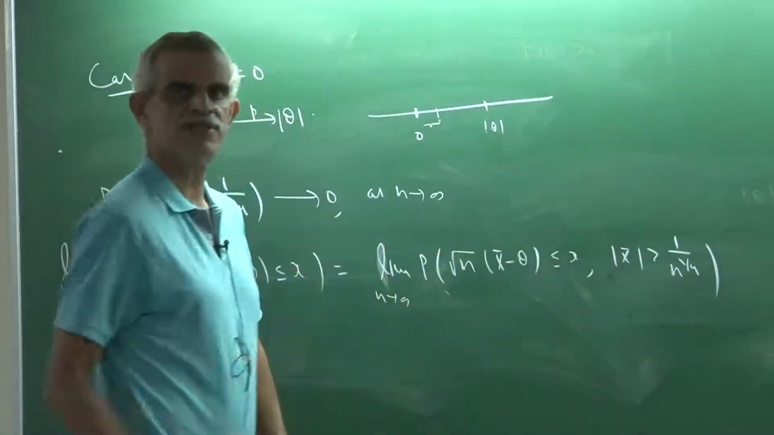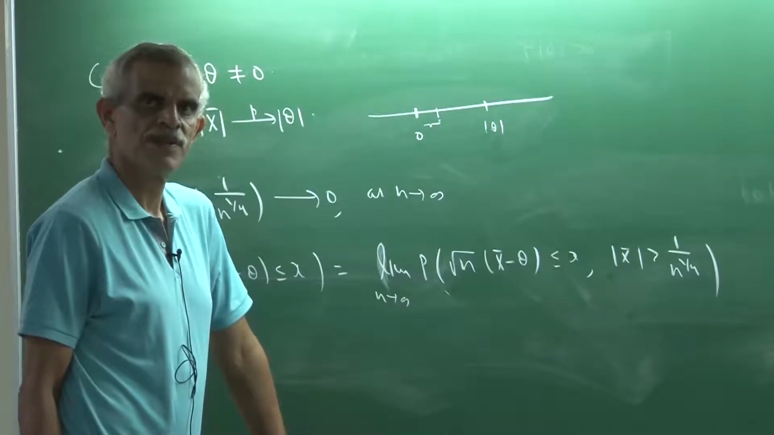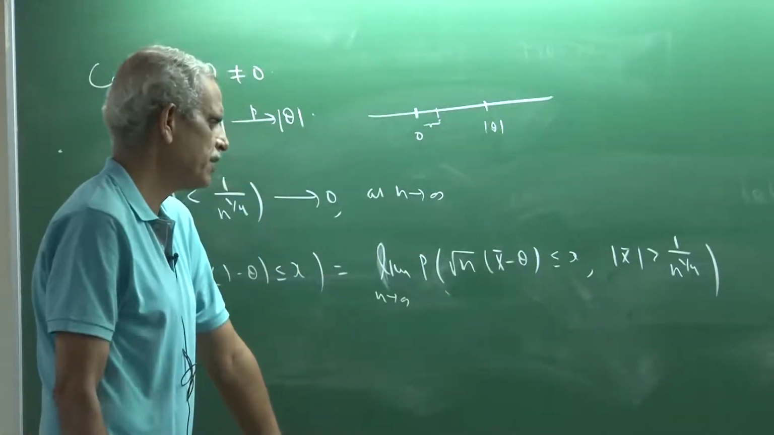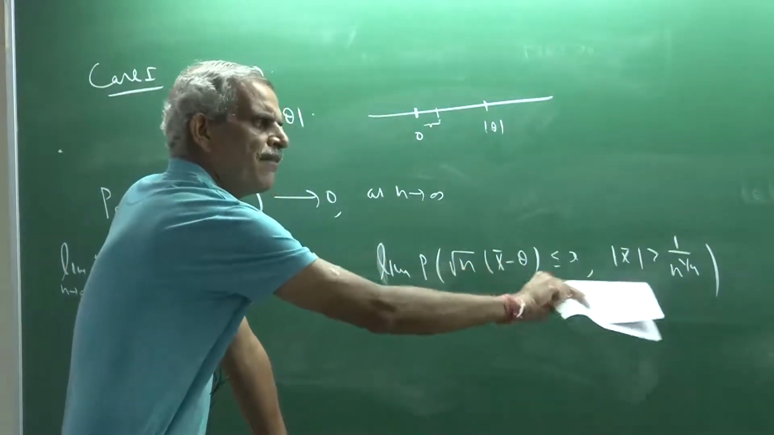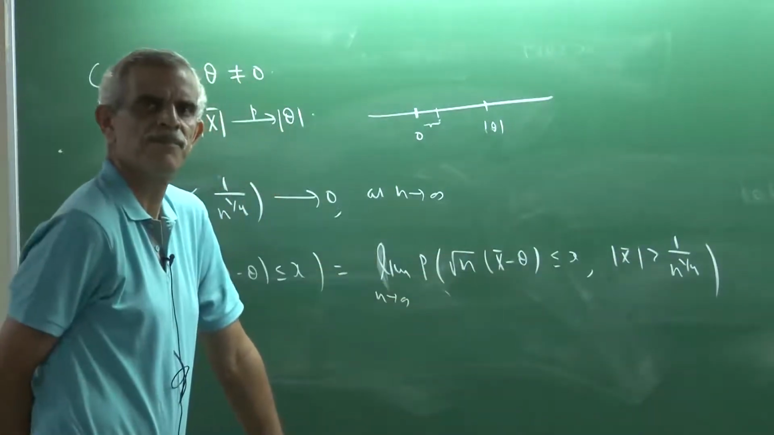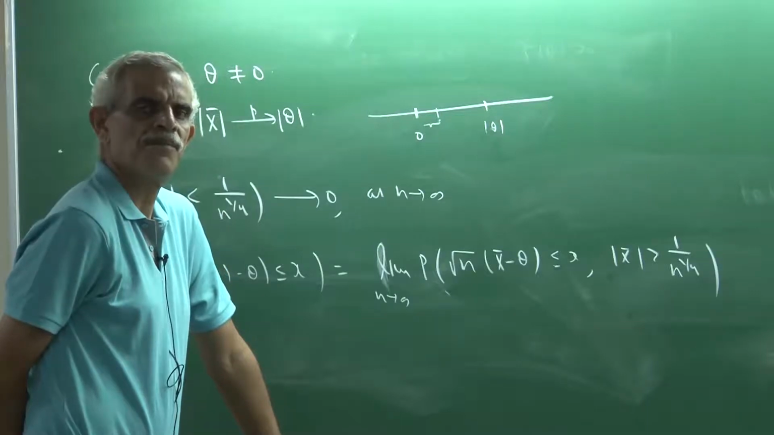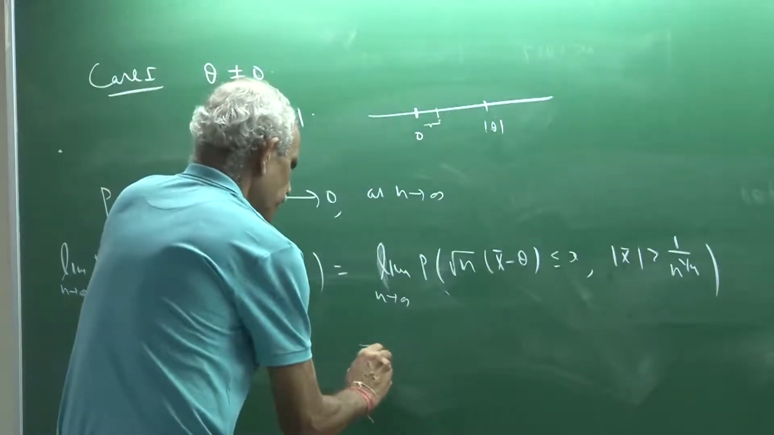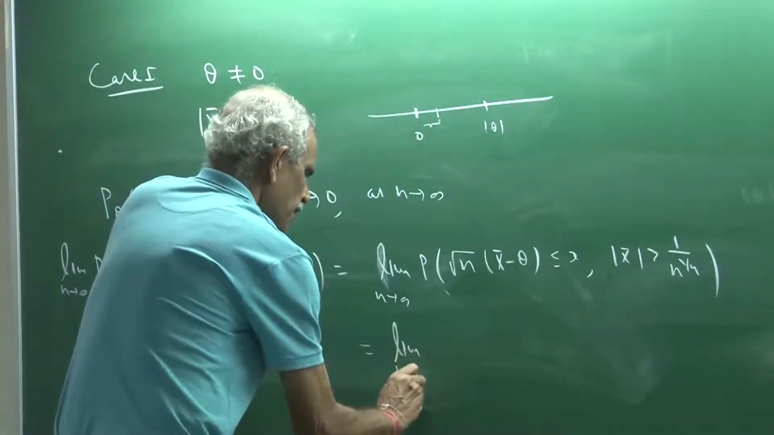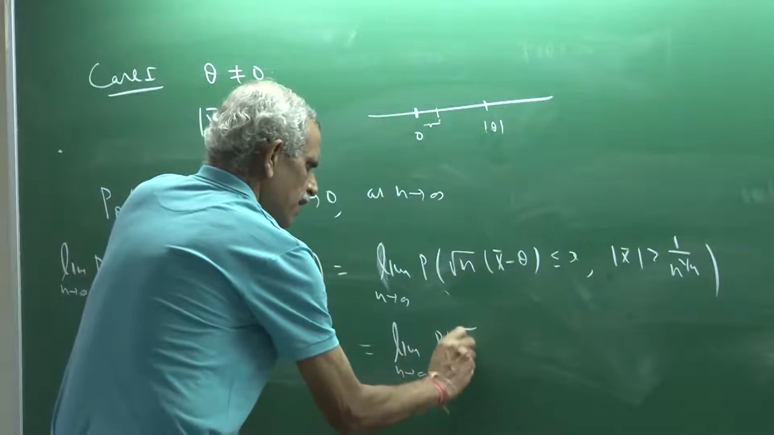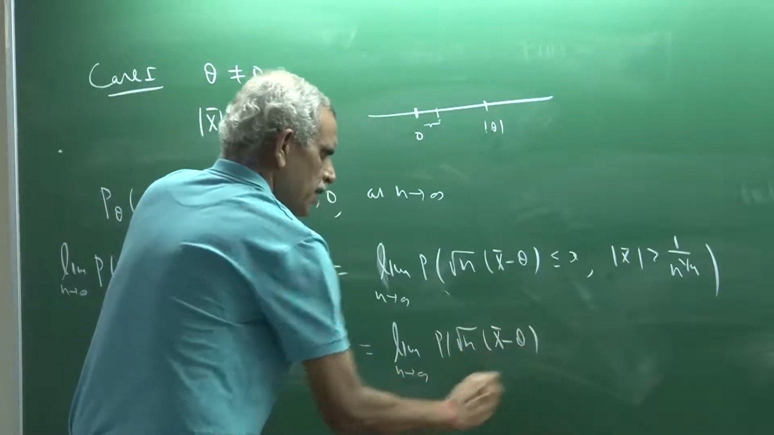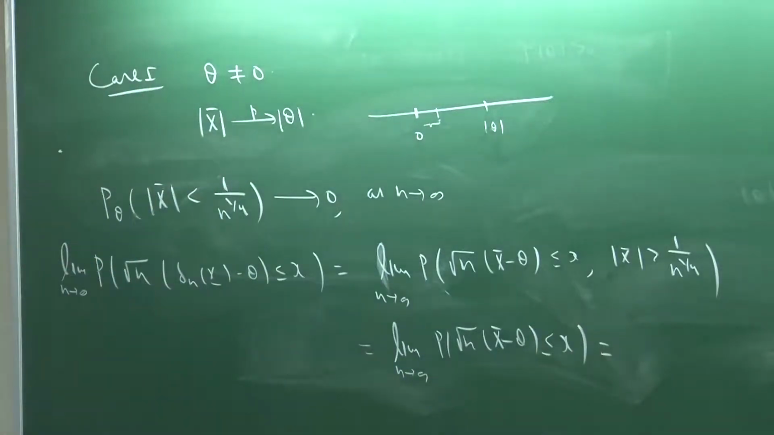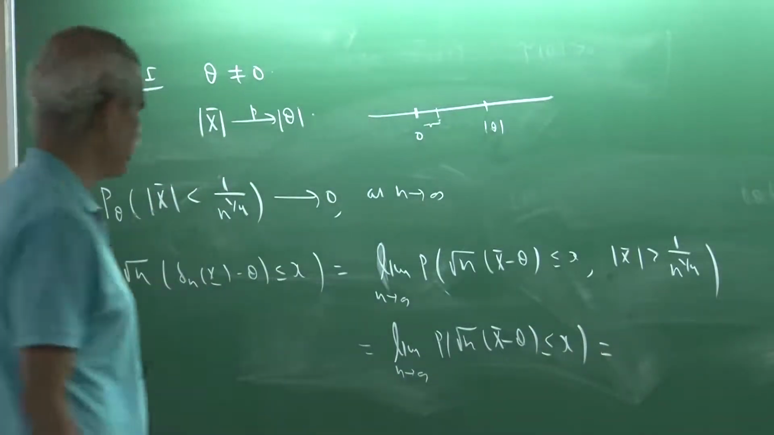The second probability is going to 0. So this probability would be the same as the limit n going to infinity, because this probability is going to 1. If this probability is going to 1, then this probability would be the same as the limit n going to infinity of the probability that root n x bar minus theta is less than or equal to x. And in fact, in this case it is the exact probability, the same as phi of x.